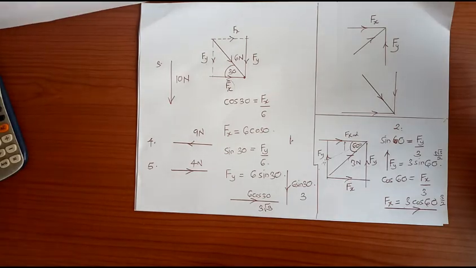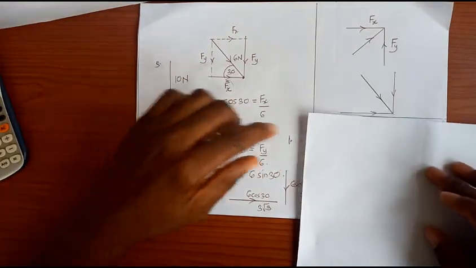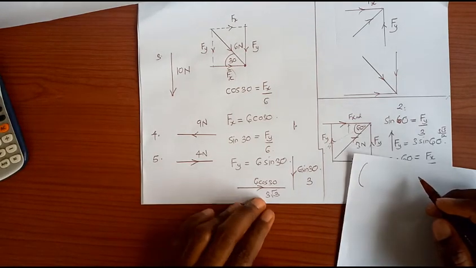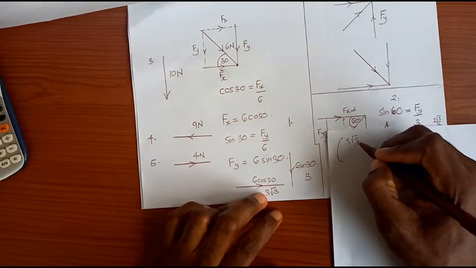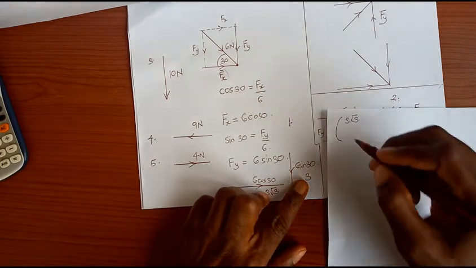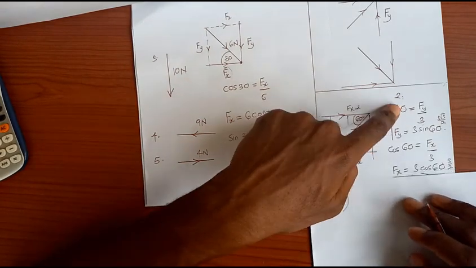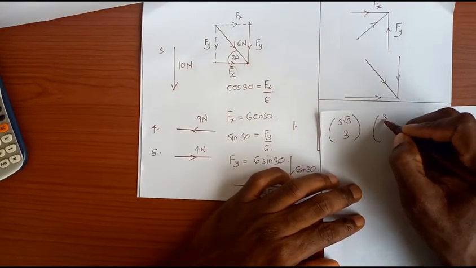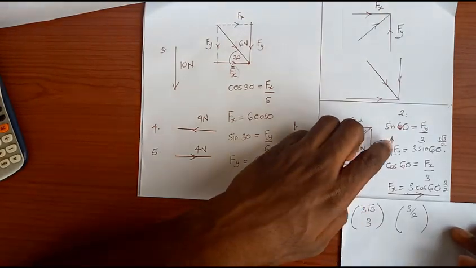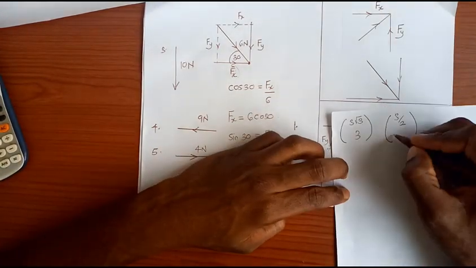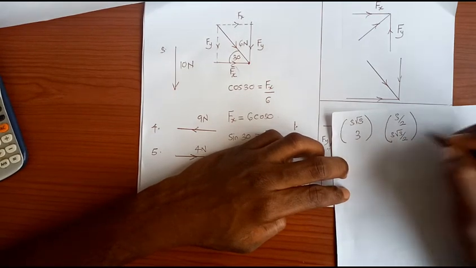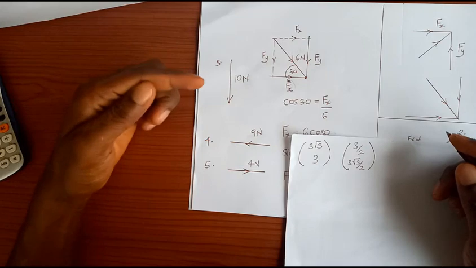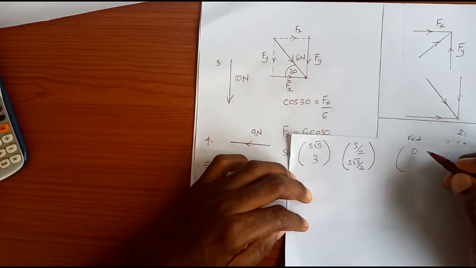So in component form, this is how our forces are going to look. We are going to have the first part, that's the x component, 3√3. The y component as 3. We get to the second part, our x component is 3/2, and our y component is 3√3/2. The third part is a 10 Newton force which has only a y component, no horizontal component. So x component is 0 and the y component is 10.